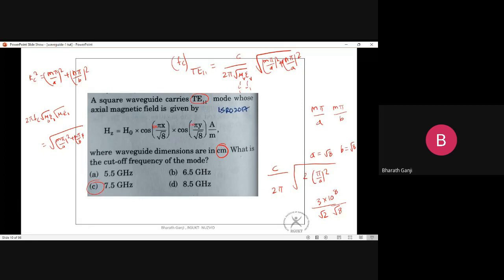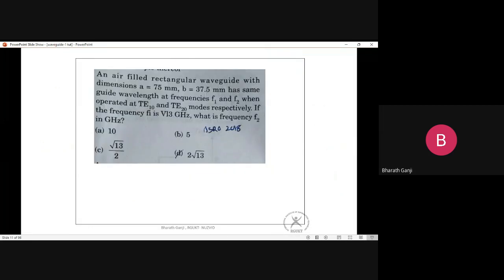Okay, right. Okay, we'll move on to the next one. So here an air filled waveguide with the dimensions a and b is given, which has guided wavelength at frequencies f1 and f2. Same as before. When operating at TE10 or TE20, if the frequency f1 is 13 gigahertz, what is the f2 frequency?